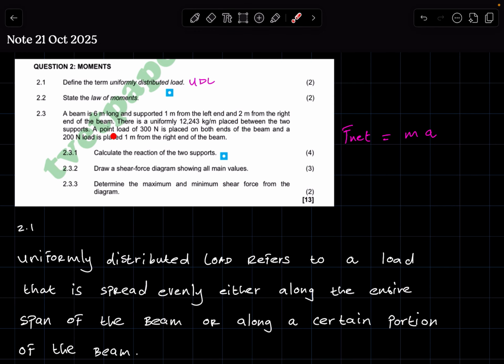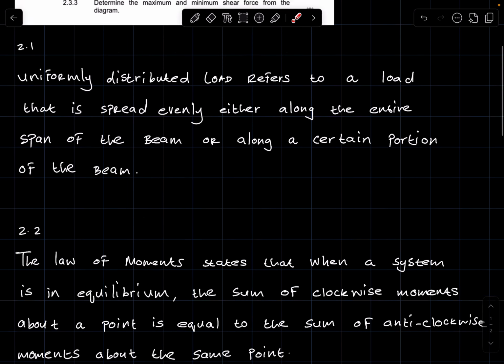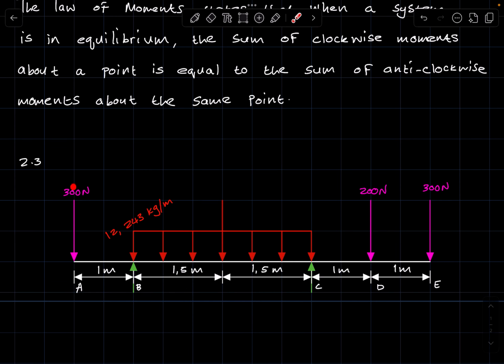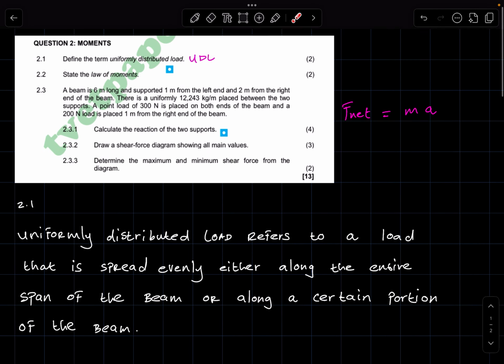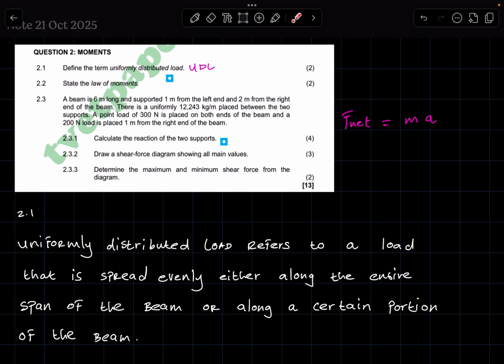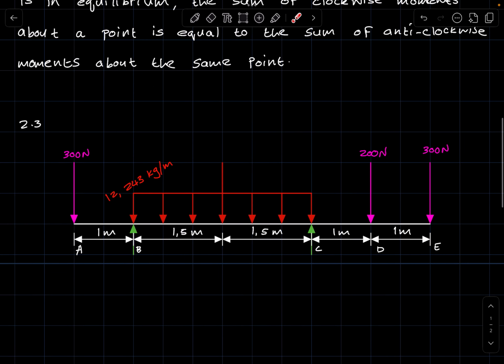And then they say a point load of 300 newtons is placed on both ends of the beam, right. Both ends of the beam. At one end you have a 300 newton point load, at this end you have another 300 newton point load, and a 200 newton load is placed 1 meter from the right end of the beam, right. So from the right end 1 meter in, you have this 200 newton point load, right.